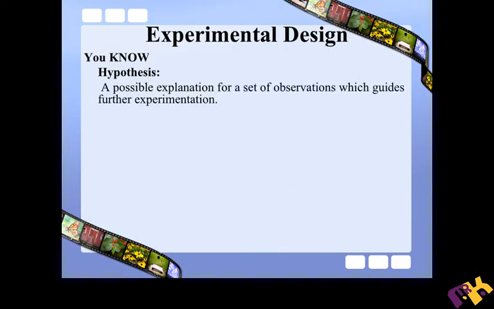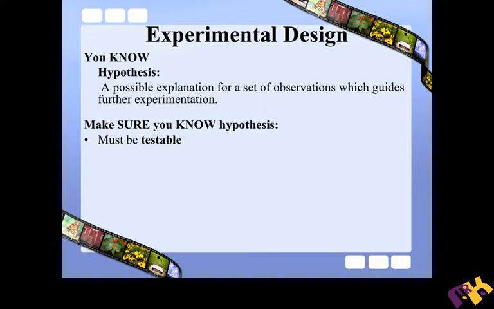So we know already about hypotheses. But in case we forgot from like 5 slides ago, this is an explanation for a set of observations, right, that guides our experiment, right? And there's a lot of should's in there. Explanation for a set of observations which guide our further experimentation. All right, but make sure that you know that the hypothesis must be testable. It has to be testable.